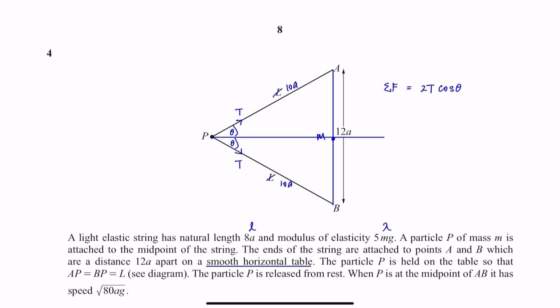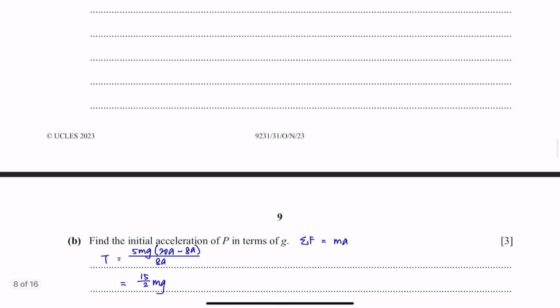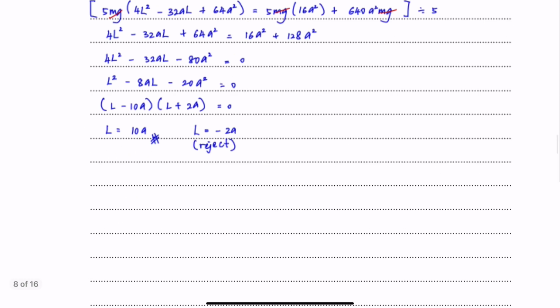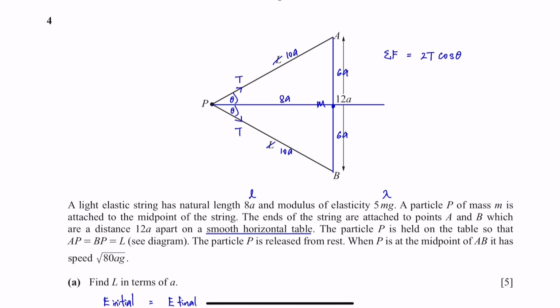We know that cos is this length divided by 10a. So what is this length? We know that AM is 6a. So by using Pythagoras theorem, we can find PM. PM would be 10a squared minus 6a squared, square root the whole thing, and this would give us 8a. So PM is now 8a.